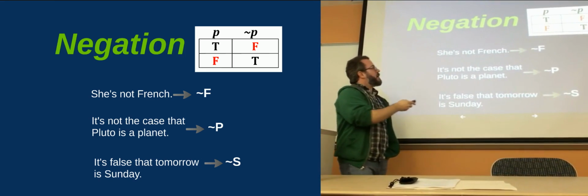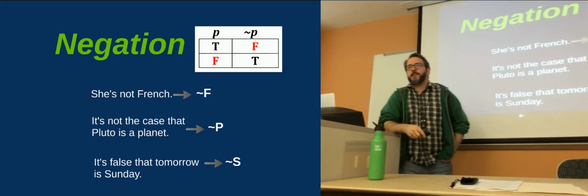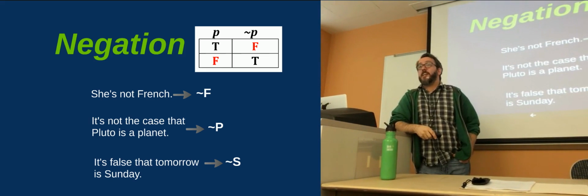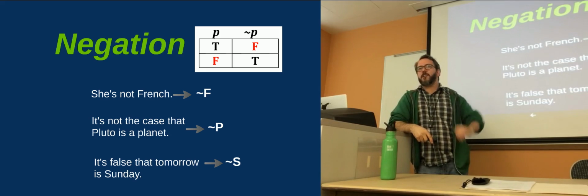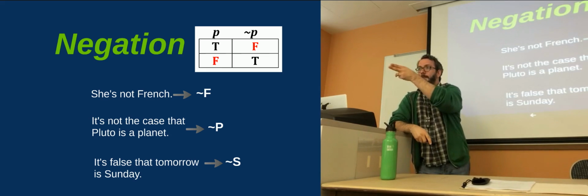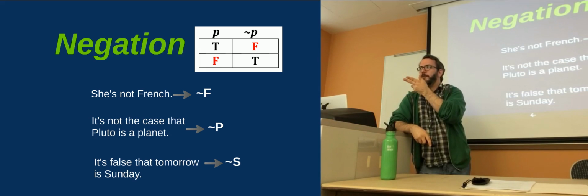So, for example, I can say, she's not French, which is to say, let's take a statement like she is French. Maybe I'll represent that with an F. F means she's French. Tilde F means she's not French. That was the question earlier too, right? Like, can you do this?